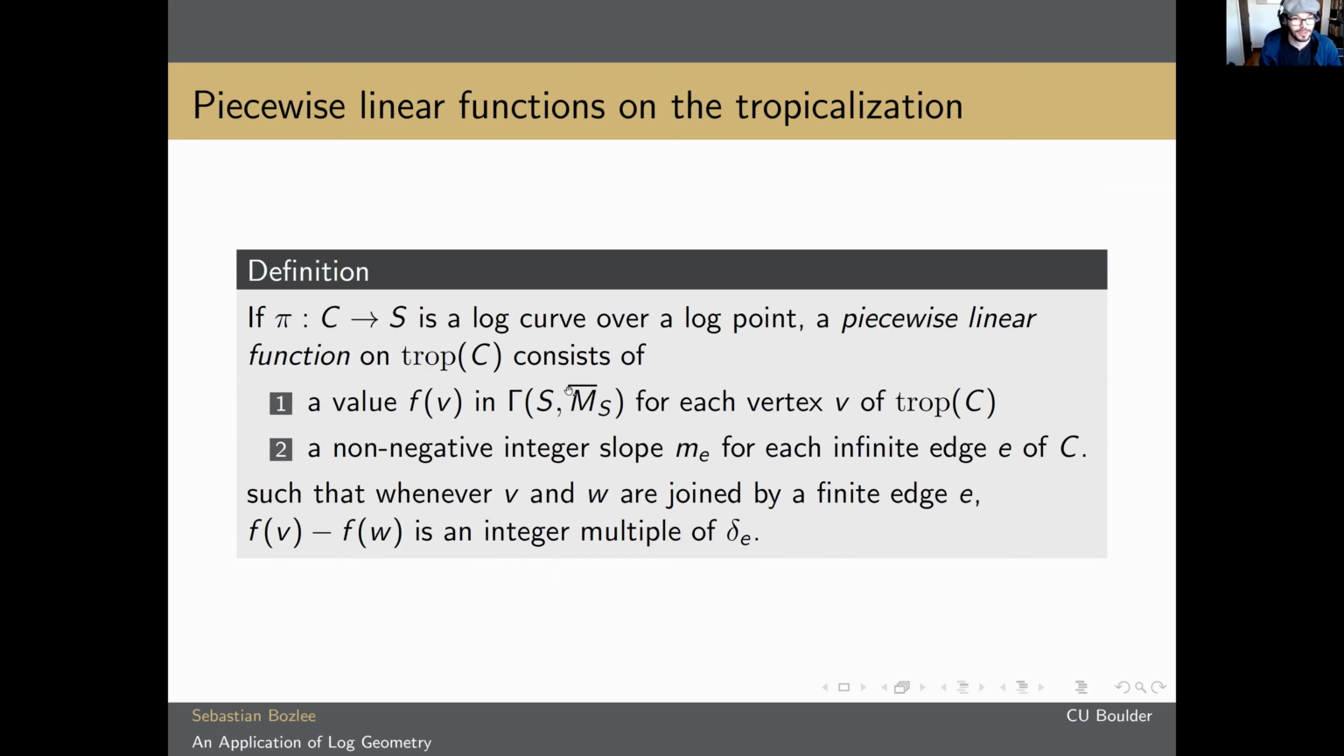So a little bit more formally, the data that we're going to have is for each vertex, we're going to have a value from the characteristic monoid. And for each of those infinite edges, those corresponding to the marked points, we're going to have a non-negative slope, which is just a non-negative integer. And then we're going to ask that whenever V and W are connected, if you take the difference of their values, that's an integral multiple of the length. So that's like asking that we have an integer slope.